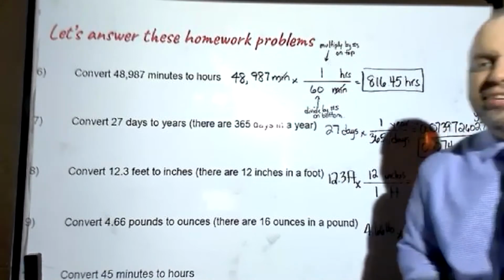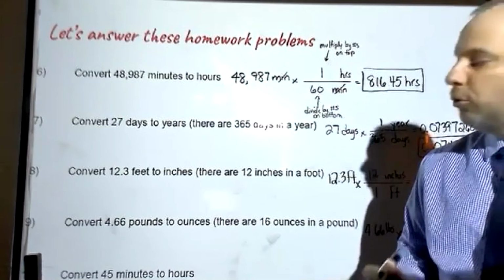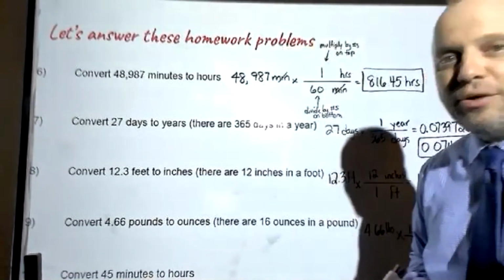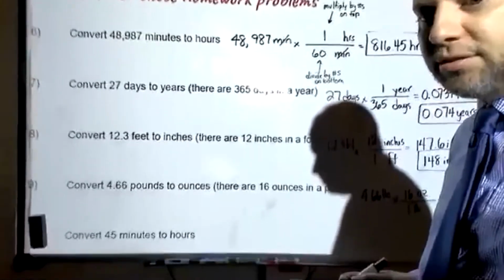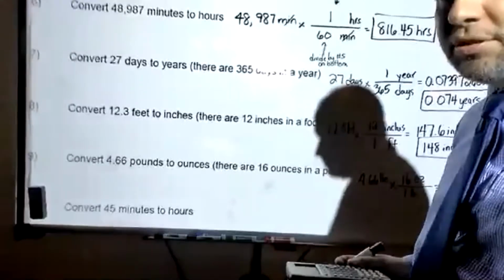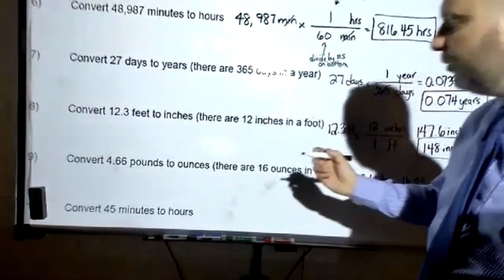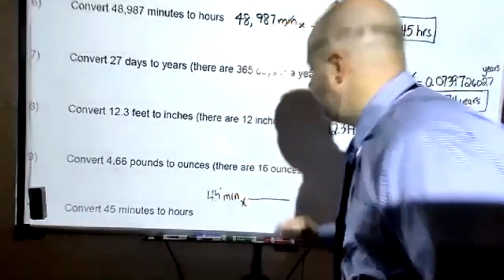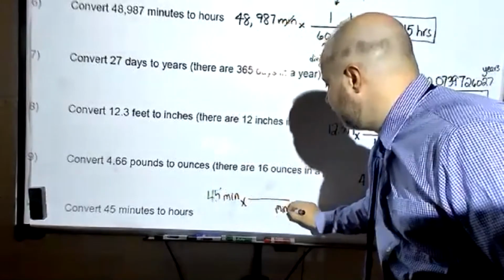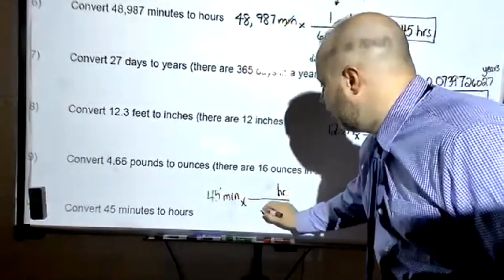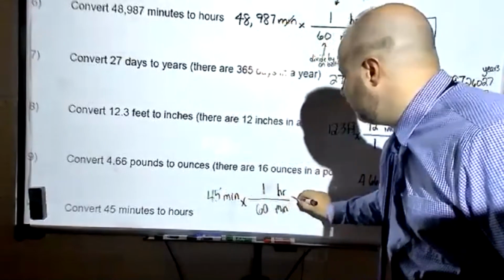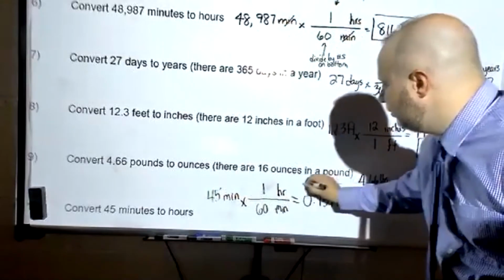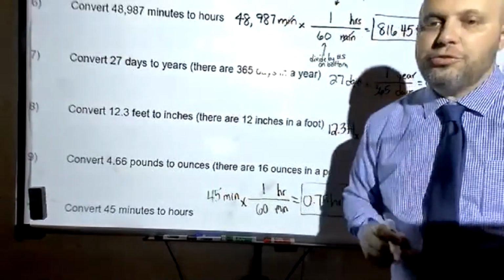And then finally, problem number 10 at the bottom of the page here, we have 45 minutes, and we are converting that to hours. I'm just going to lower this a little bit so you can see that. Perfect. So 45 minutes to hours. So we have 45 minutes times, minutes goes on the bottom so we can get rid of it, hours goes on top. There are 60 minutes in 1 hour. This turns out to be 0.75 hours. That is the answer to problem number 10.